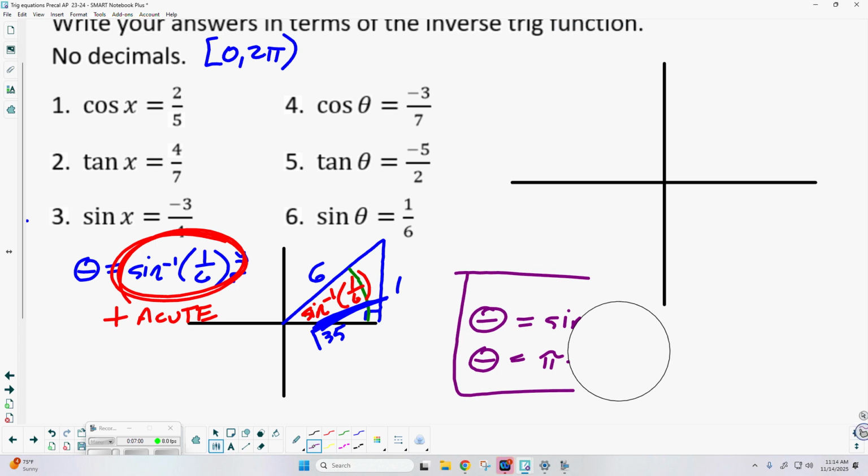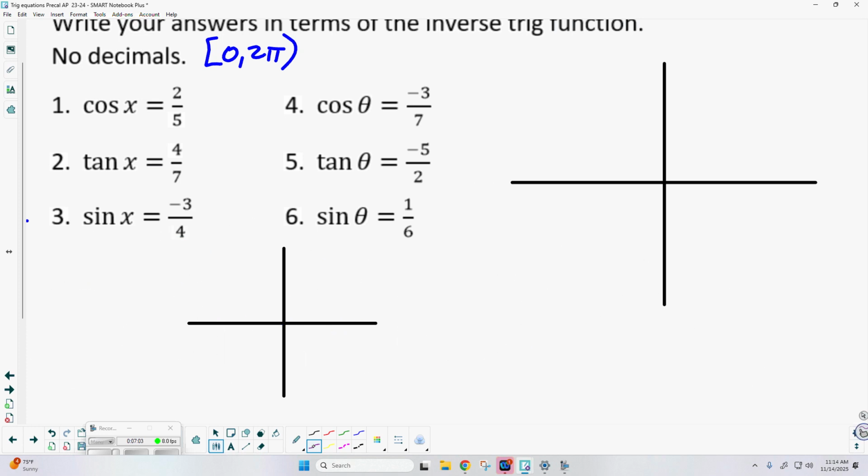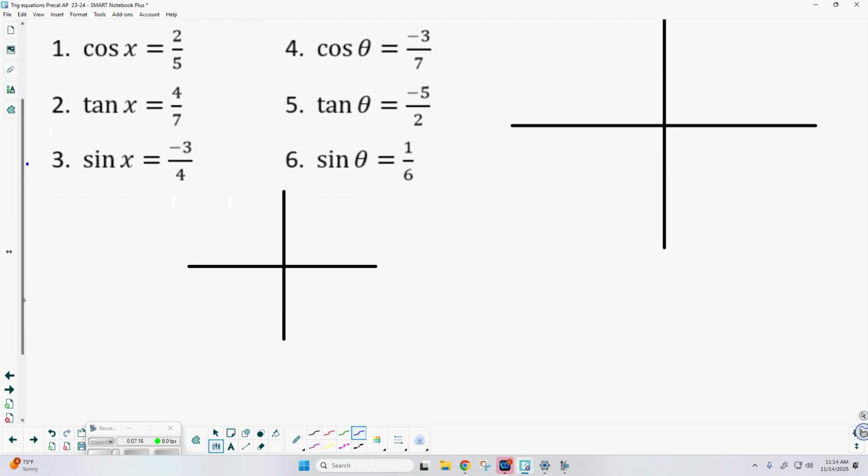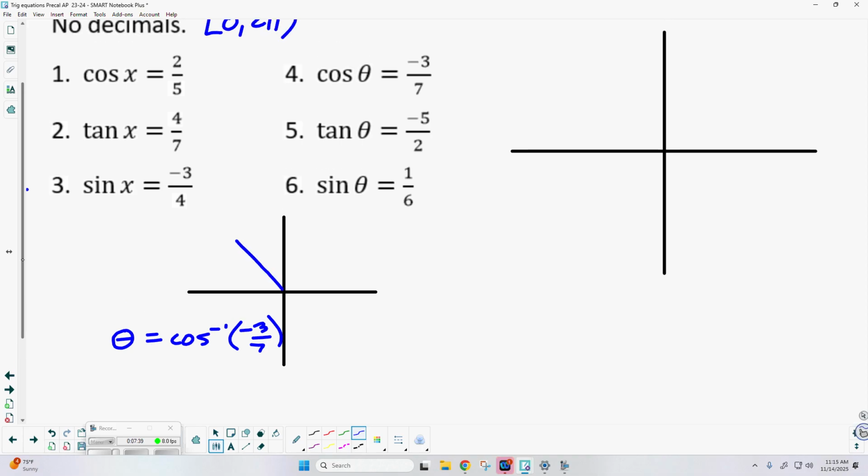Now, let's go back to number 4. So cosine of theta is equal to a negative 3/7. Okay, so first up, what would that be if I solved for theta? Okay, so theta is going to equal cosine inverse of a negative 3/7. Now cosine inverse can only be in quadrants 1 and 2. Okay, Enrique, what do you think about this one? Oh, 2. It's negative. Okay, so I'm going to go ahead and draw a triangle here.